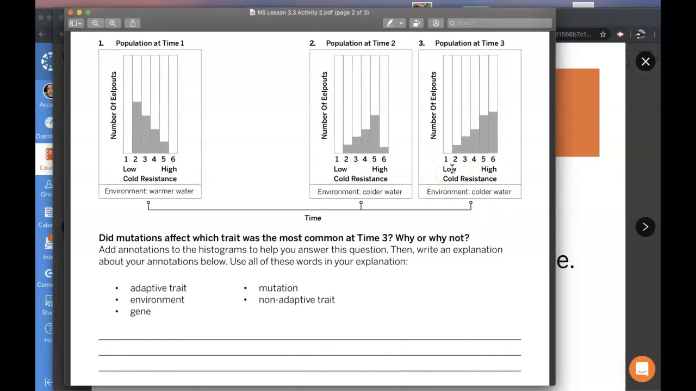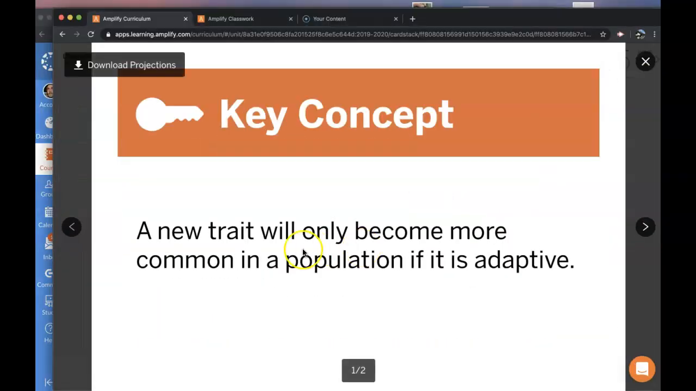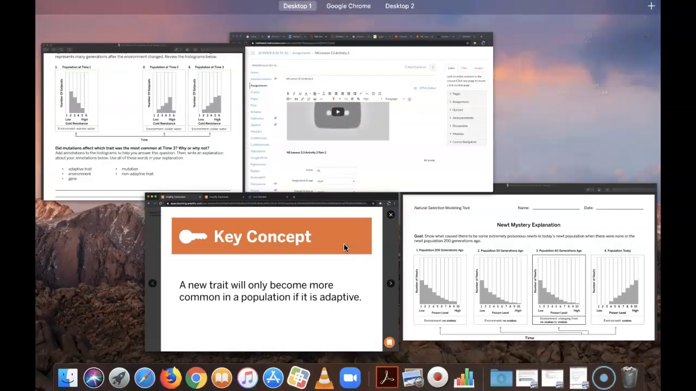Applying previous knowledge from our other lessons, we know that traits that are adaptive are more likely to survive. So if a trait becomes more common in a population, that means that it is an adaptive trait and they're more likely to survive. That is the key concept: a new trait will only become more common in a population if it is adaptive.